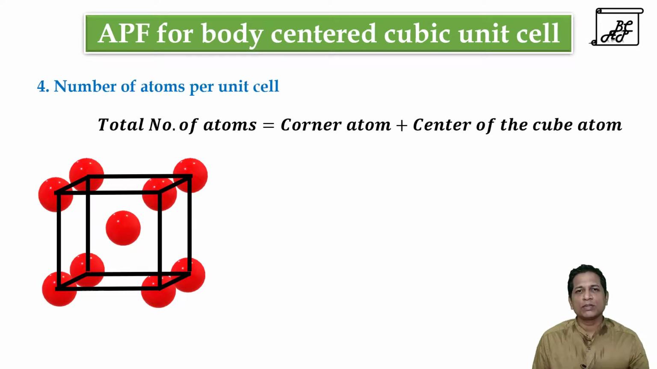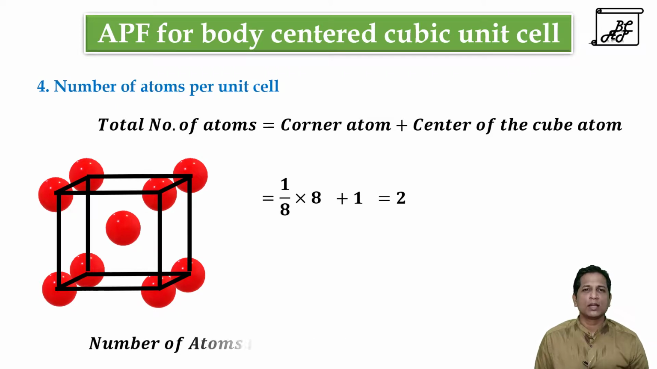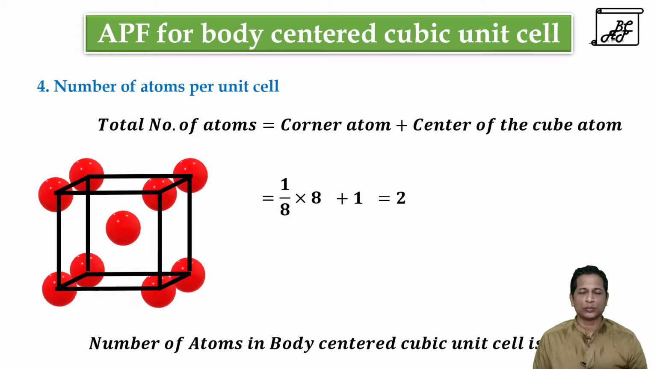Now at the center of the body or center of the unit cell, the atom does not contribute to any other unit cell. The whole atom belongs to that particular unit cell. Thus the total number of atoms will be 1 by 8 into 8, that is 1, plus one additional atom, so total will be 2. Thus, in case of body-centered cubic unit cell, total number of atoms are 2.